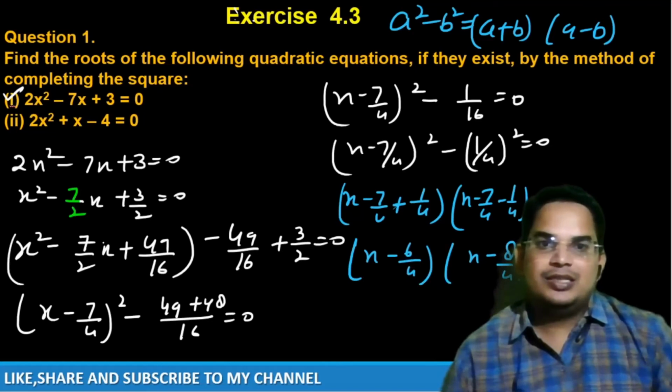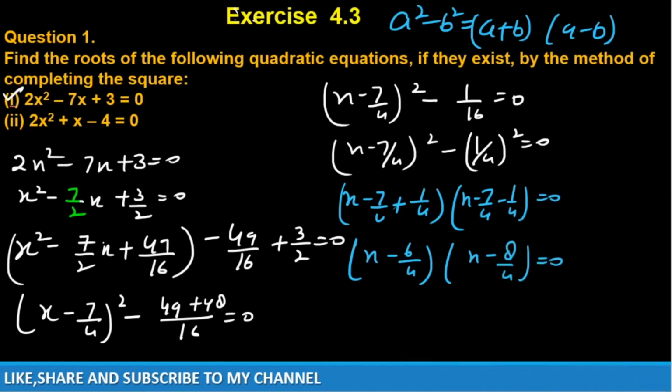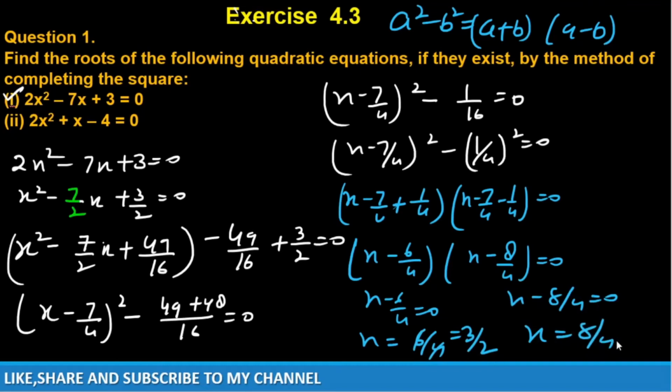So now what I can say, is it not visible? Okay, fine. Now it will be visible. So you can say x − 6/4 = 0. x = 6/4. It can be written as 3/2. x − 8/4 = 0. You can say x = 8/4. It becomes 2. So I hope all of you understood this thing.